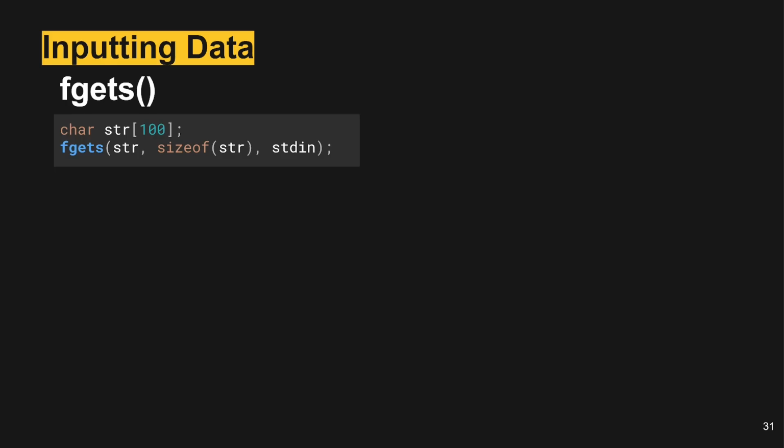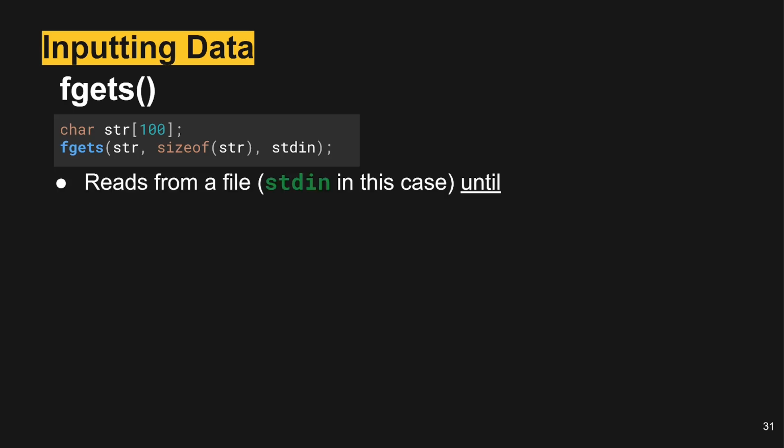fgets takes in three parameters. It takes in the string where the input's going to go, the maximum length of input that's allowed, and the file that we're going to receive the input from. Initially, we'll use it for reading input from standard in, using the stdin file pointer that's provided automatically with C.